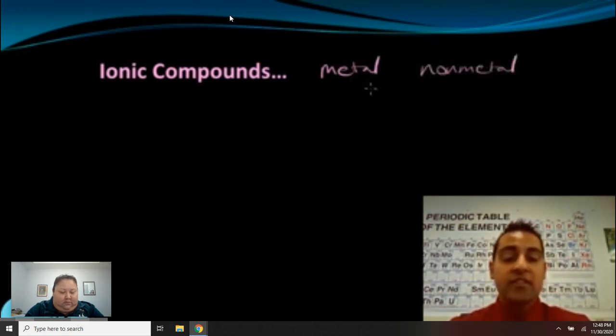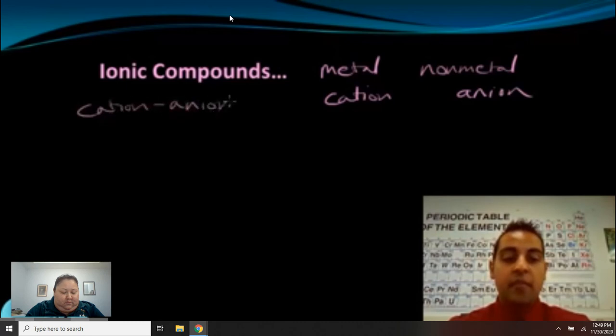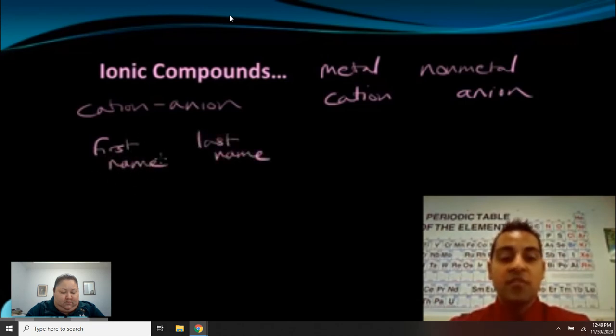The metal ion has transferred an electron, or given an electron, to the nonmetal ion, and so the metal becomes a cation, and the nonmetal becomes an anion. For naming ionic compounds, we always name the metal first and then the nonmetal. So cation always first, then anion. Sort of like a first name and a last name. The metal cation is going to be the first name, and the nonmetal anion will be the last name for all of our ionic compound naming.